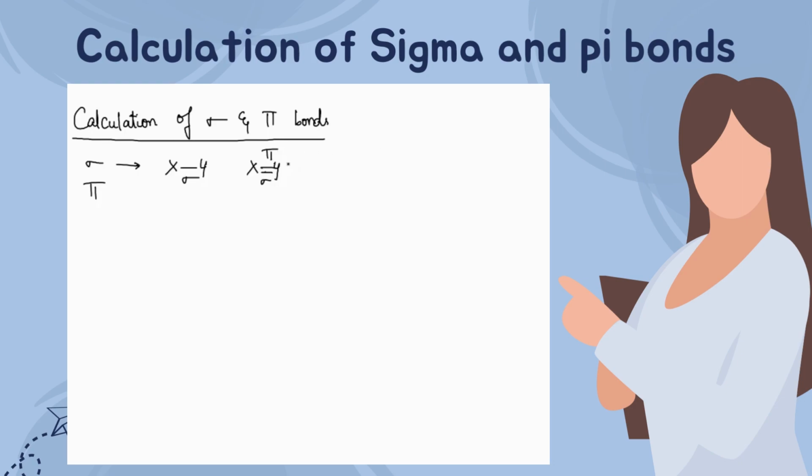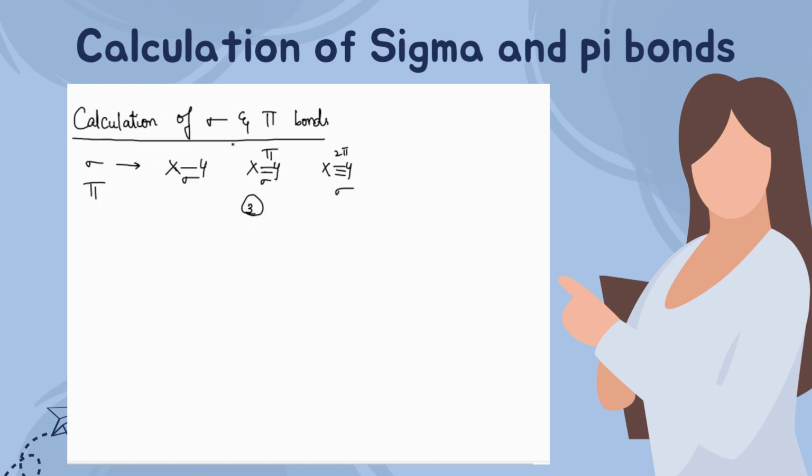So whenever you find a single bond, it has to be a sigma bond. Whenever there's a double bond, one is sigma, one is pi. Whenever there is a triple bond, there should be one sigma and the remaining two have to be pi. There can be only one sigma between two atoms and the remaining has to be pi. And moreover, between any two atoms, the maximum number of bonds possible is only 3.